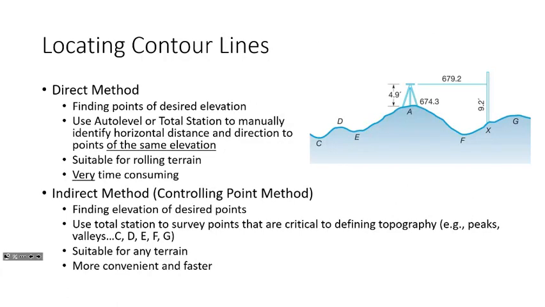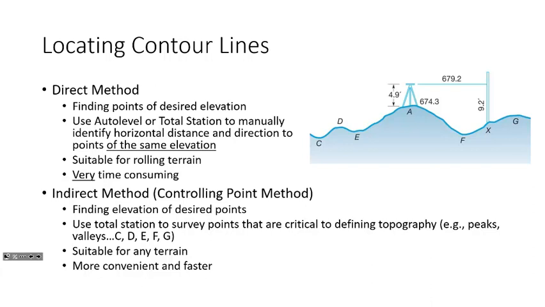Okay, so theoretically, there's two ways of going about it. I'll call it a direct approach and an indirect approach. The direct approach is the bad way of doing it, okay? And that seems counterintuitive, but let me explain how the direct approach would work. The direct approach would be finding points of a desired elevation and connecting lines around them to generate a contour.